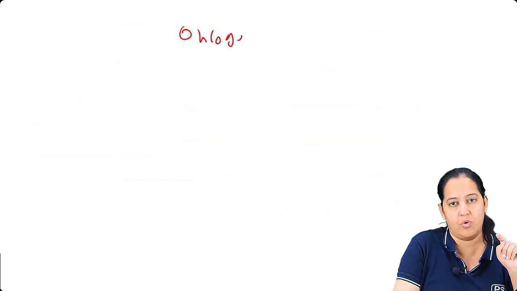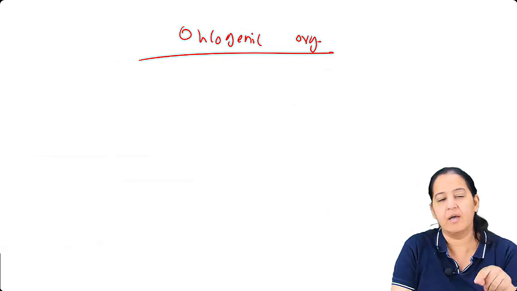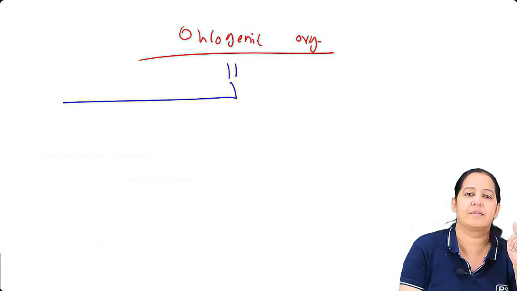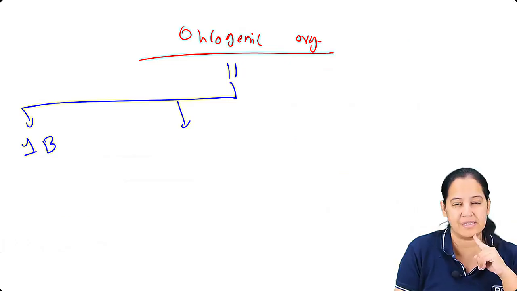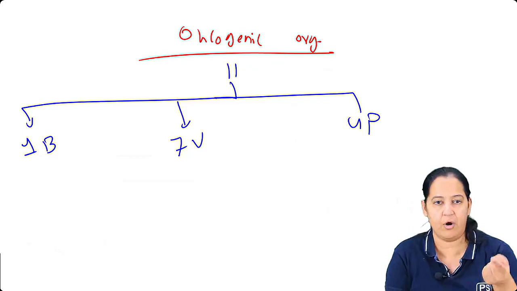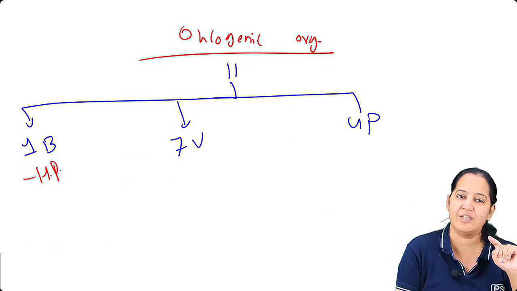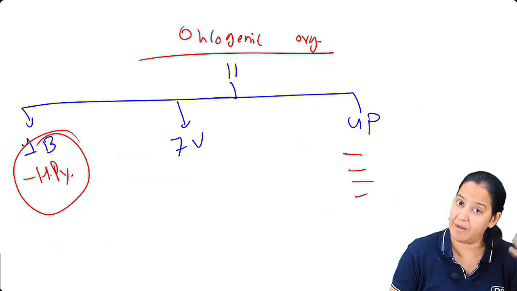Okay, so there are oncogenic organisms, all the organisms which cause cancer. Total 11 or 12 organisms are there. 1 bacteria, which I have already taught you, there are 7 viruses and there are 4 parasites. The 1 bacteria I already taught you is H. pylori, the only bacteria which causes cancer. The 4 parasites I will teach you in parasitology tomorrow.